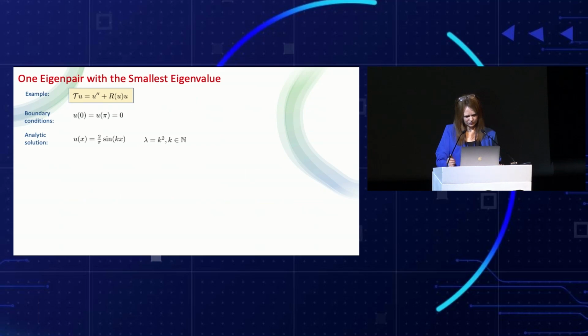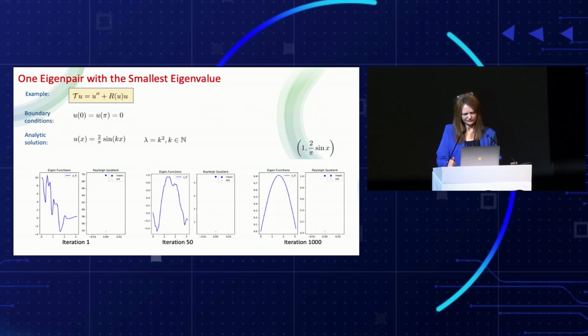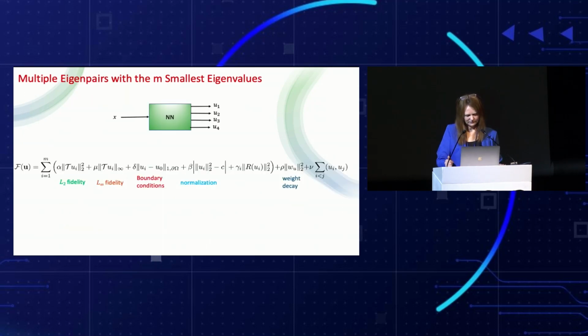Okay, so here is the result. We have the second derivative of u plus ru. The ground truth is sin kx, and the smallest k is 1. So here we can see after 1, 50, and 1,000 iterations, that we obtained the ground truth result.